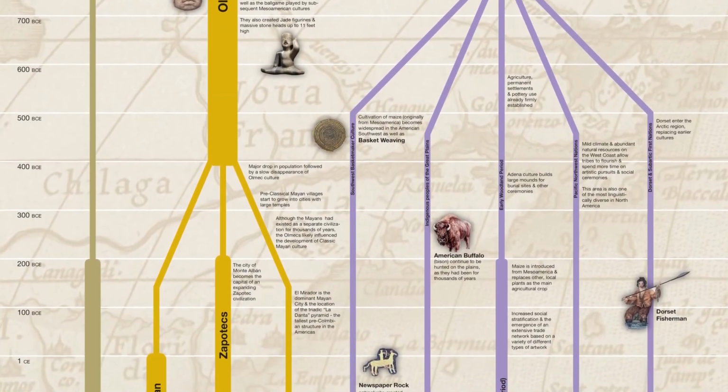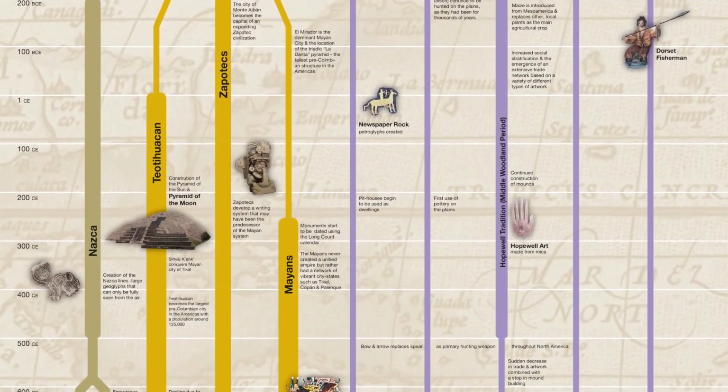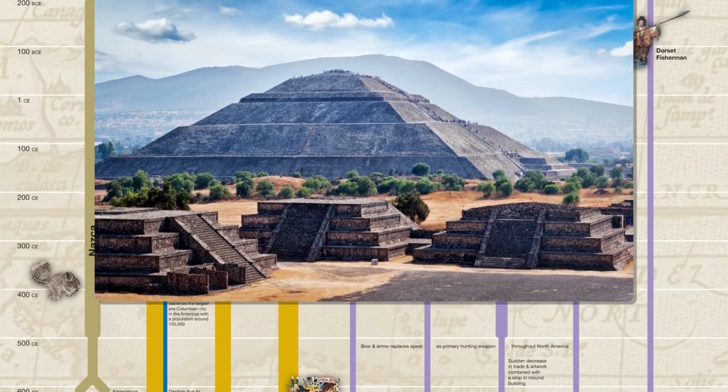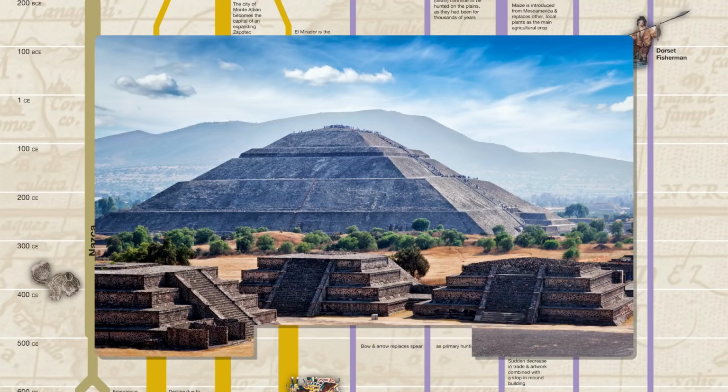Okay, so let's now return to Mesoamerica. Around the same time that the Roman Empire was dominating the Mediterranean world, Teotihuacan, in what is today Mexico, was the largest city in all of the Americas. At its peak, it reached a population of around 125,000. It was the location of the Pyramid of the Sun and the Pyramid of the Moon, 2 of the largest structures ever built in the pre-Columbian Americas.